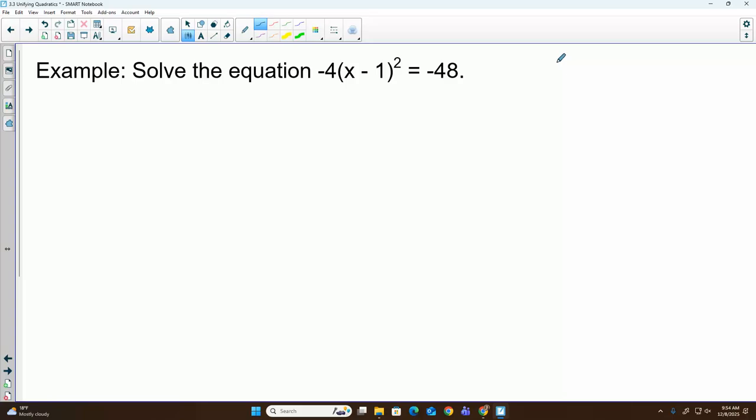Yeah. I heard square root. Before I add a square root, what should I do? Divide by -4, and then we can square root. So all of those are solid options. Probably the easiest one is dividing by -4.